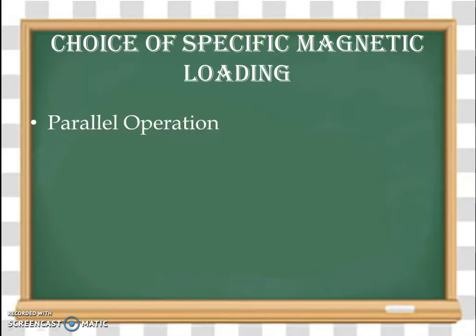Our next point, that is parallel operation. The satisfactory parallel operation of synchronous generators is dependent upon the synchronizing power. The higher the synchronizing power, the higher the capability of the system to keep the machine in synchronism.